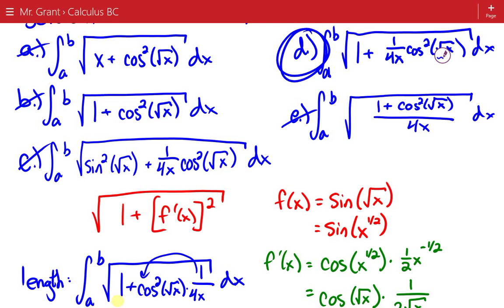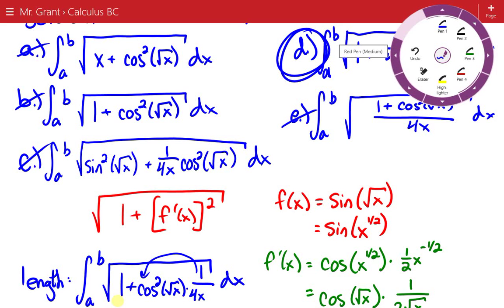And this seems to be the most common type of problem you'll see on an AP multiple choice test. A lot of times you'll see this with parametrics and polars, but we haven't done that yet, and when we do it, we'll go back to arc length.